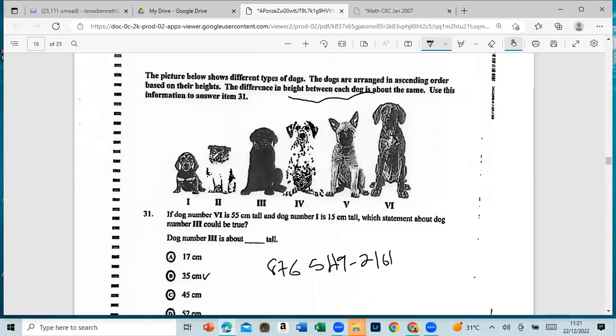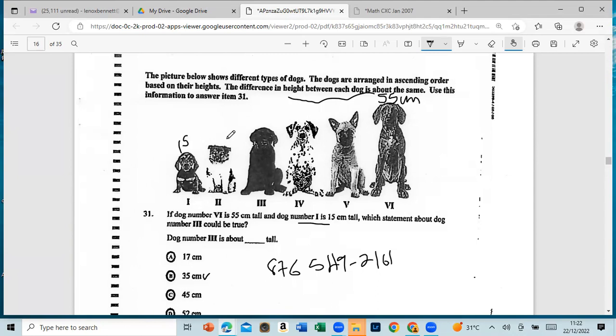So the difference between him and him are the same. Him and him, that's what it means. Him and him, right? And they go on to say that dog 6 is 55 centimeters. So I'm correct. Dog 6 is 55, and they gave us dog number 1. Dog 1 is 15.